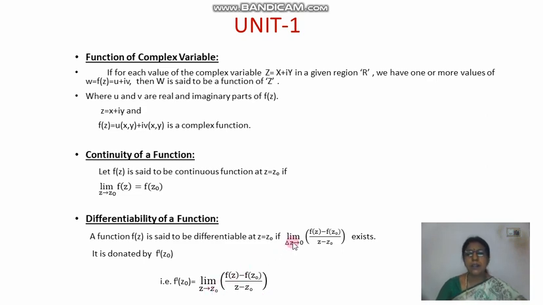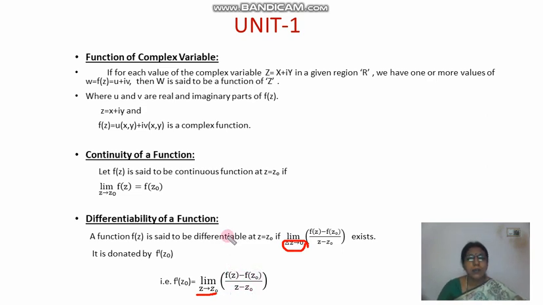Here this is not delta z tends to 0, it is z tends to z naught. You note this one. So f dash z naught is limit z tends to z naught, f of z minus f of z naught by z minus z naught.